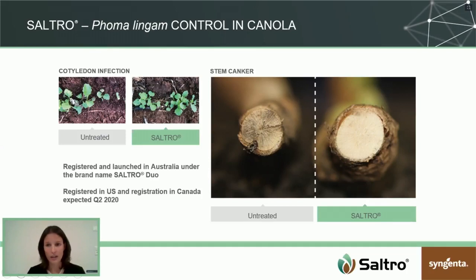And we are very excited to share with you that Soltro significantly reduces this infection at this late stage. And I want to mention here, this picture is real. I've been in Canada last year. I've cut dozens of stems, and that's exactly what you see out there. So that's really the performance of Soltro. I also want to highlight why this is so important. Well, there are quite a lot of seed treatments on the market already which claim Phoma lingam control. And I'm not saying they're not working, but they only work on the early infection, so on the cotyledon infection.